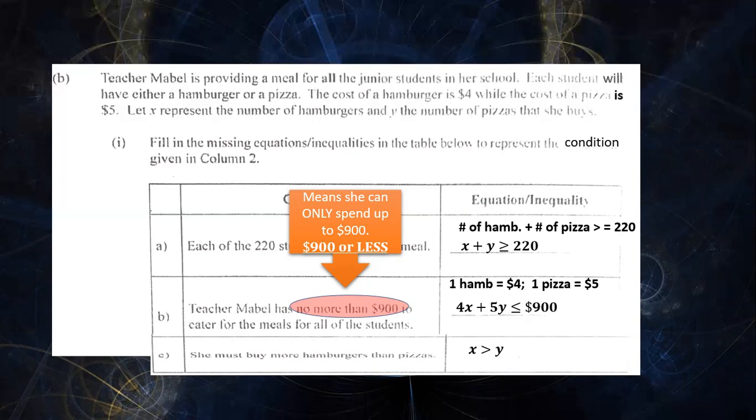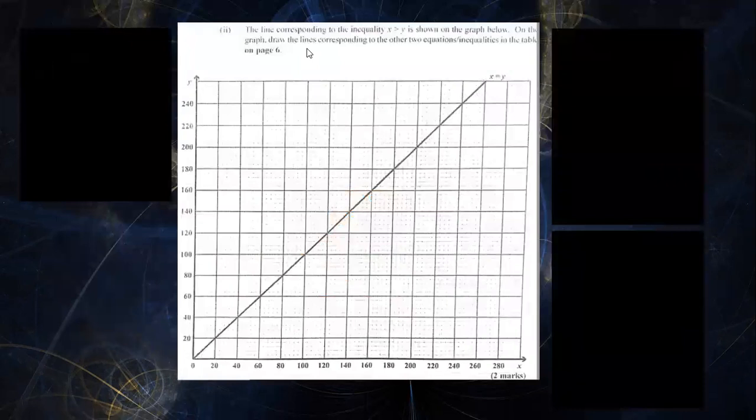Great. Let's continue. In this question, it says the line corresponding to the inequality X is greater than Y is shown on the graph below. On the graph, draw the lines corresponding to the other inequalities in the table on page 6, which is the table we filled in before. This is the graph we have to draw them on.